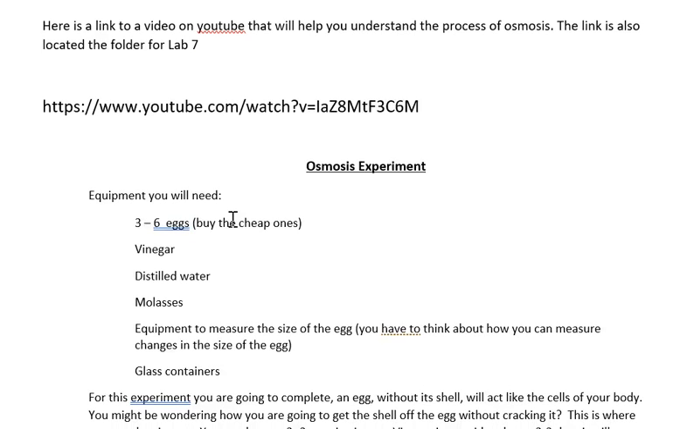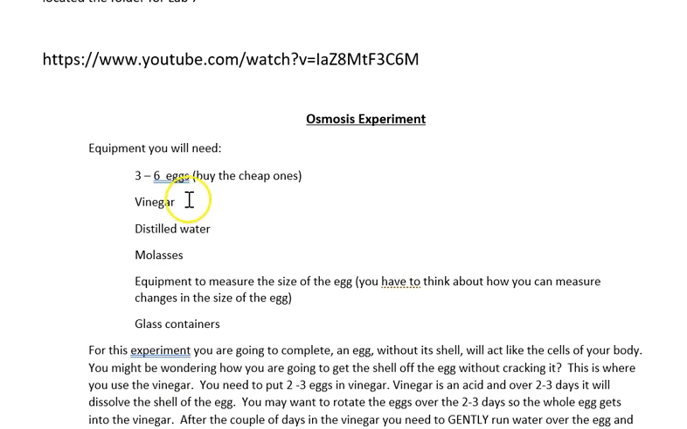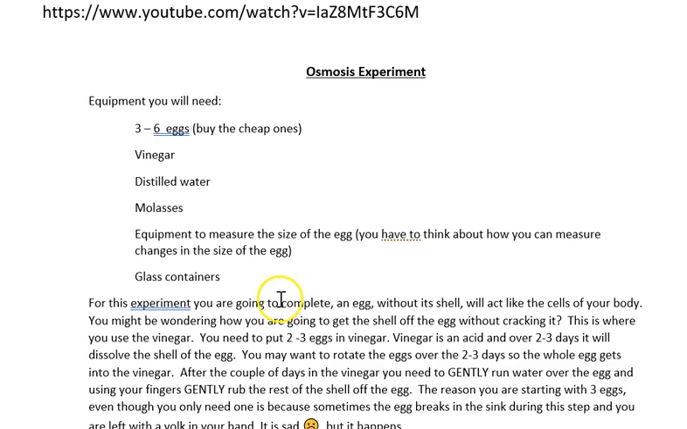So you're going to run this experiment at home. You'll need to buy some eggs. You're only going to need one egg, but you'll see later in the discussion why you want to start with more. You'll need vinegar, distilled water, not just tap water, but distilled water, molasses. You're going to have to come up with a way to measure how the size of the egg changes in different environments. So you need to think about what equipment you'll need for that, and then some container to put the egg in.